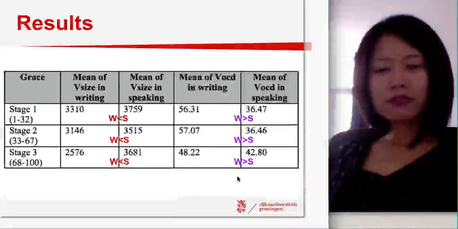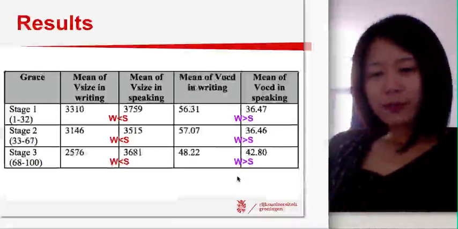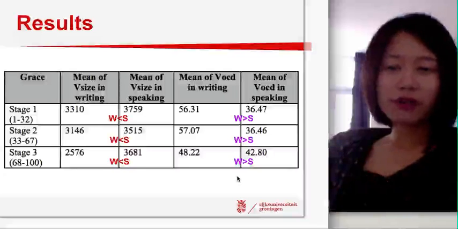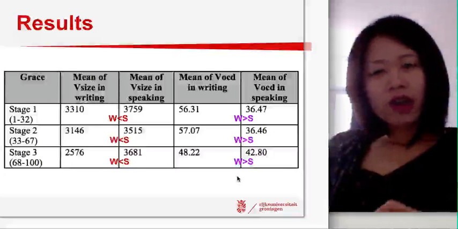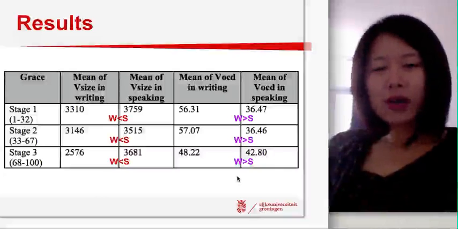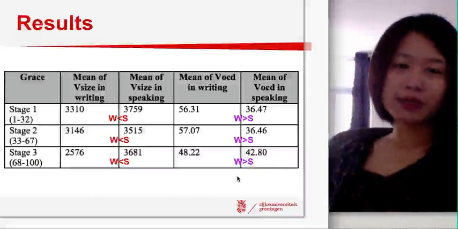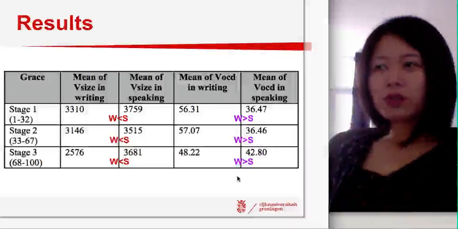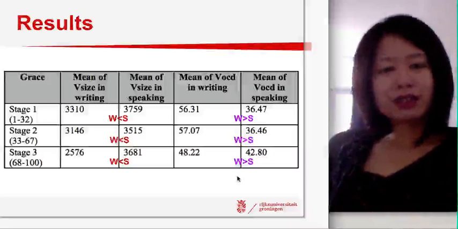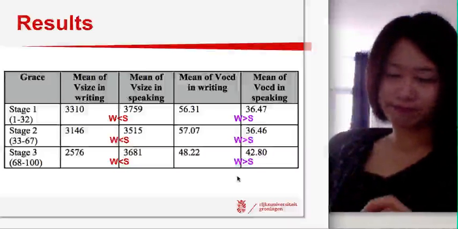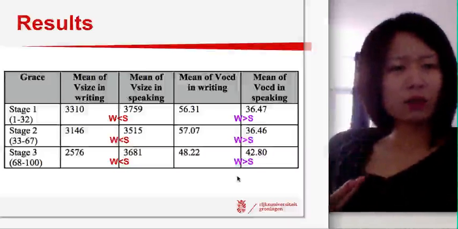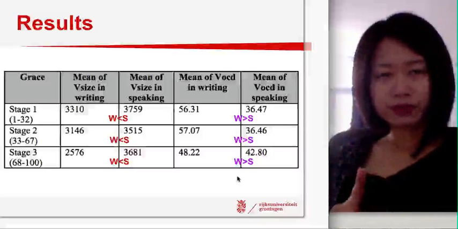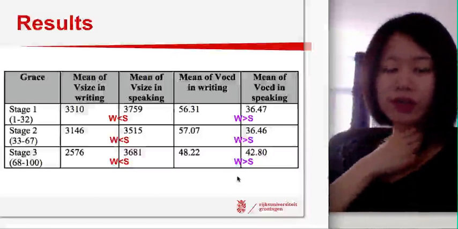This is a table of Grace. A bit different from Gloria's results. Her vocabulary size is always higher in speaking than in writing, but the same, she shows higher vocabulary density in writing than speaking. And this is basically what we have already observed from the general trajectory data sets.